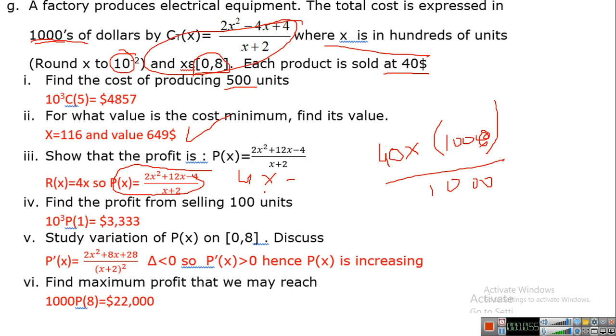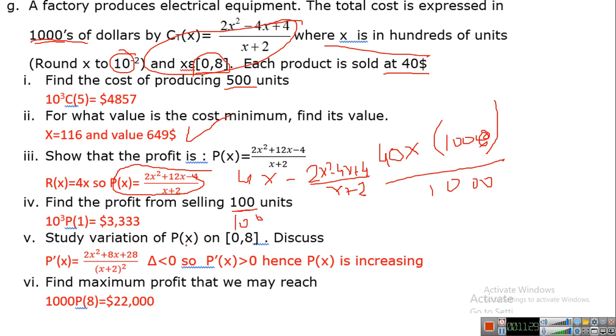So what I was saying, profit is revenue 4x minus cost, the cost is 2x squared minus 4x plus 4 over x plus 2, so same denominator if you do it. So you can see 4x squared minus 2x squared, 2x squared, 8x plus 4x, 12x minus 4 over x plus 2. Find the profit from selling 100 units. I have the profit. Profit is in 1000, so 1000 P of 1 because x is in 100, you divide here by 100.